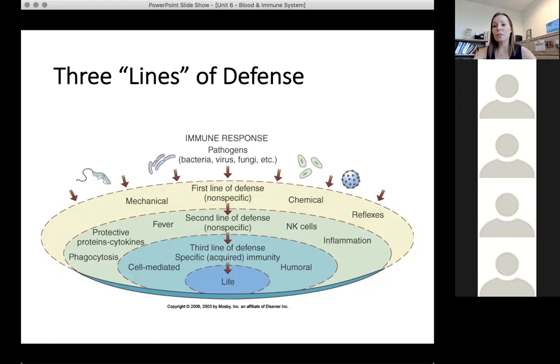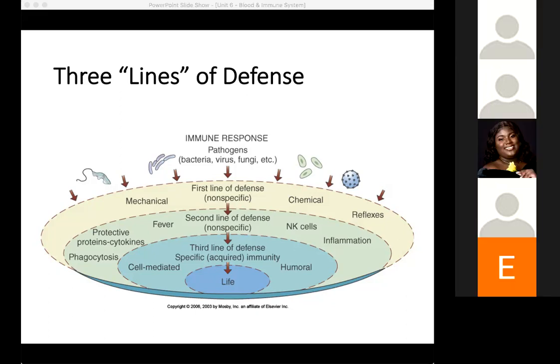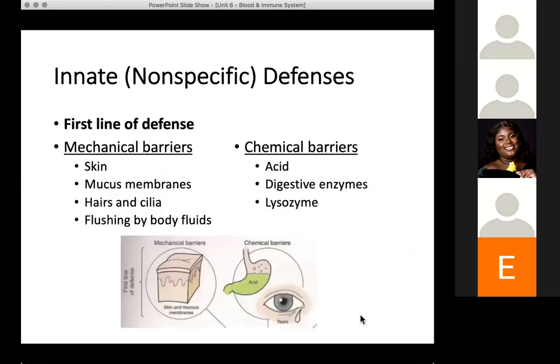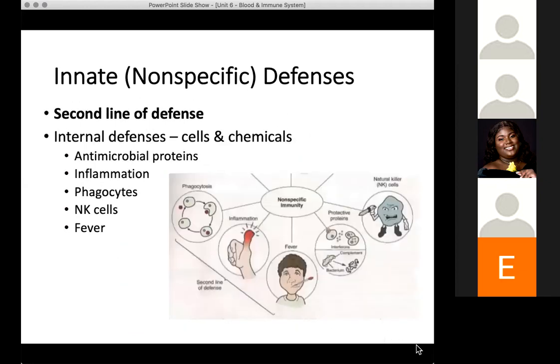So if something were to penetrate the body, there is a second line of defense inside the body. And that would be like the various cells and chemicals that it would encounter. So these were the mechanical and chemical barriers. Here are the cells and chemicals that you have within the body.